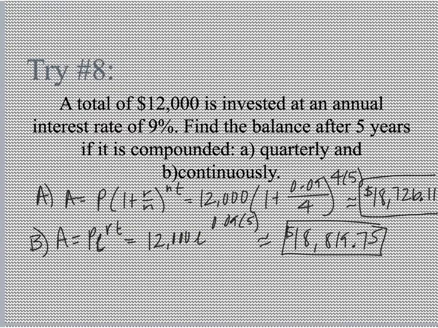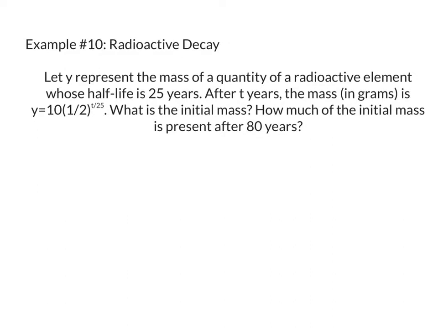Alrighty, let's look at our last problem. In example 10, we're talking about radioactive decay. It says, let Y represent the mass of a quantity of a radioactive element whose half-life is 25 years. After T years, the mass in grams is Y equals 10 times 1/2 to the T over 25. What is the initial mass, and how much of the initial mass is present after 80 years?